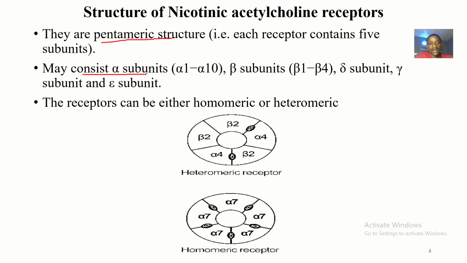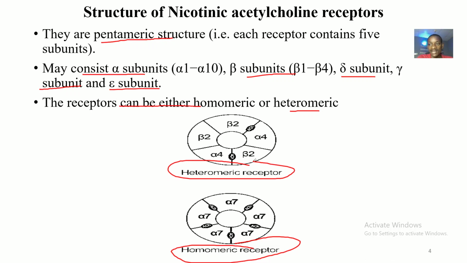So they may consist of alpha units, that's alpha 1 to alpha 10. They could also have beta subunits, beta 1 to beta 4. They could have this type of subunit, and they could have lambda subunits or epsilon naught subunits. So these receptors can either be homomeric or heteromeric. For homomeric, it means that if it is alpha, then it is only alpha. For heteromeric, alpha can be mixed up with beta, with lambda, with epsilon naught.